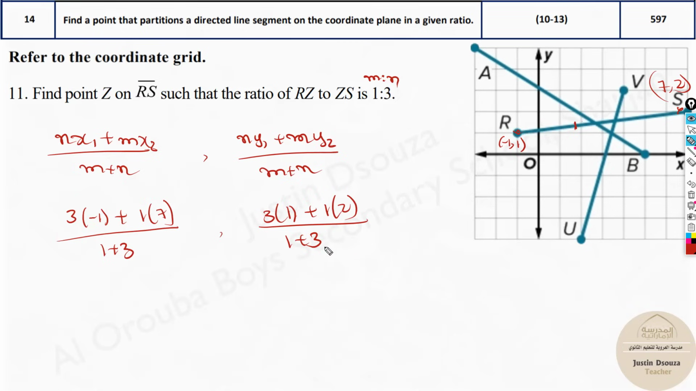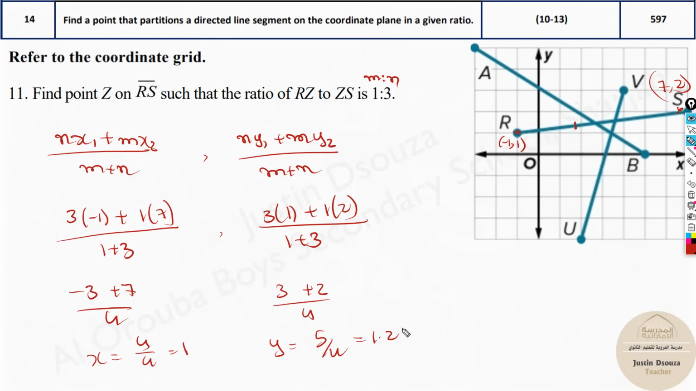And now you can put this in the calculator and get the answers directly. It'll be minus 3 plus 7 by 4. And over here we have 3 plus 2 by 4. So this is 7 minus 3, it's 4 by 4, that is 1, that is the x coordinate. And for the y coordinate, we have 5 by 4, that is equal to 1.25.